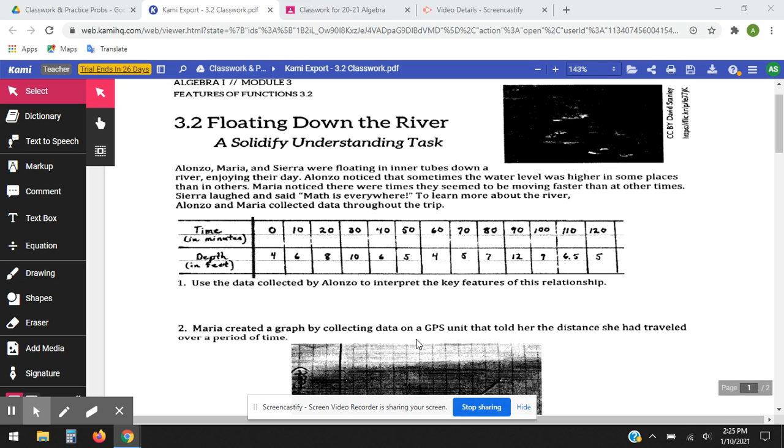Hi, this is Algebra 1, Module 3, Lesson 2, Floating Down the River. Now we're going to focus on those key features of the functions and being able to identify them.